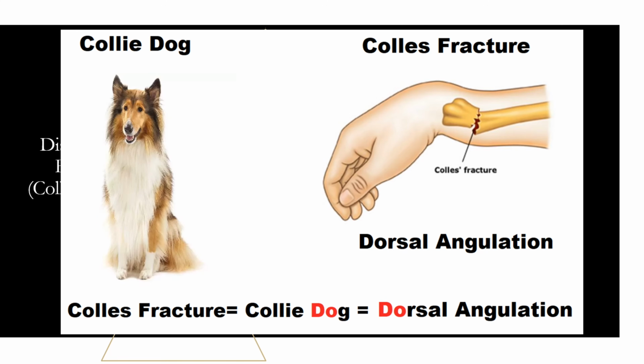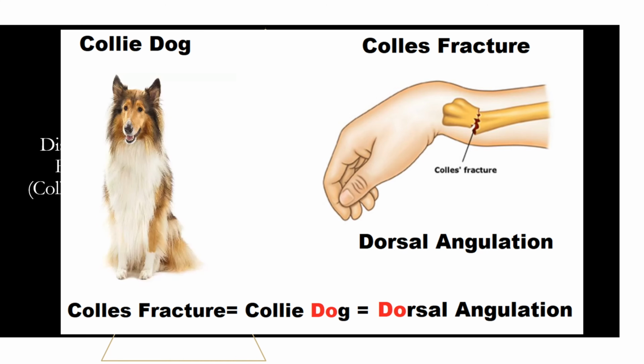The way that you remember that is that Colles fracture, well, collie luckily is a type of dog. It's a breed of dog. It's the dog that Lassie was, if you know who Lassie is. I don't know, maybe I'm aging myself, but Lassie was a collie dog. So when you see Colles fracture, I want you to think of a collie dog, and the first two letters in dog are the first two letters in dorsal, D-O.